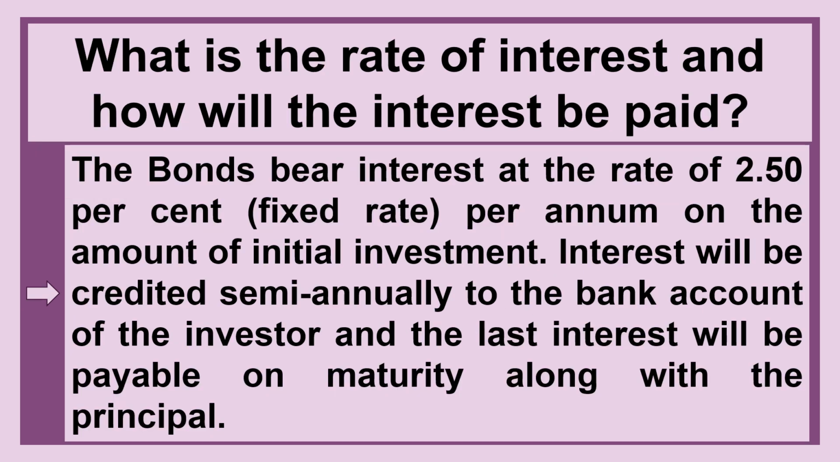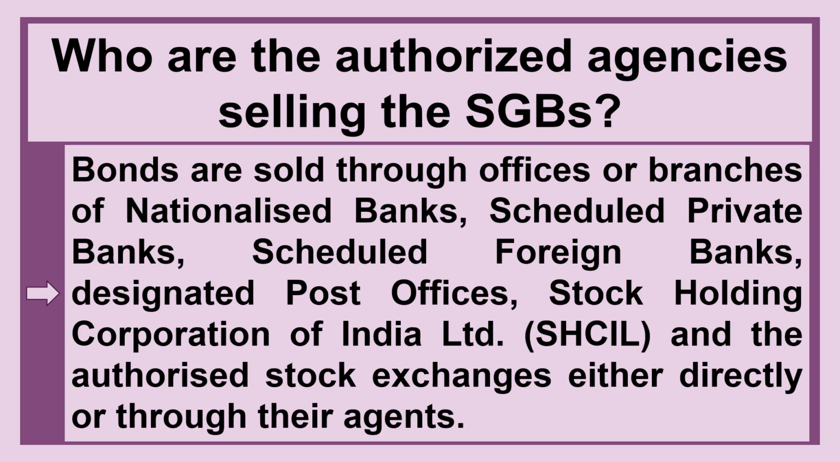What is the rate of interest and how will the interest be paid? The bonds bear interest at the rate of 2.50% fixed rate per annum on the amount of initial investment. Interest will be credited semi-annually to the bank account of the investor and the last interest will be payable on maturity along with the principal.